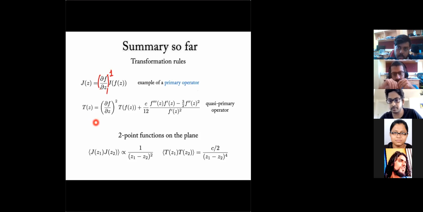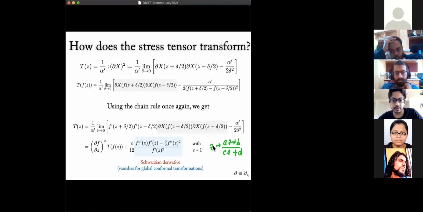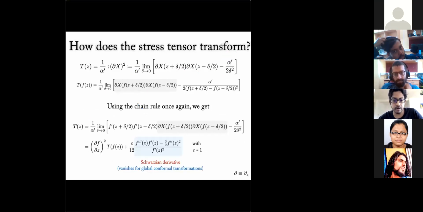Hi, Budhaditya has a question. Yes, please. Hi, I didn't get your last point very correctly. So the Schwarzian derivative vanishes for any conformal transformation? No, only under the global part. So if z goes to az plus b divided by cz plus d, for any choice of a, b, c, d, as long as ad minus bc is one. SL2R, yes, so it has to obey the determinant condition, ad minus bc is equal to one. Thank you.